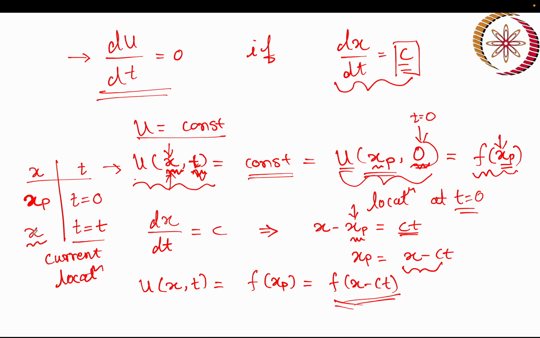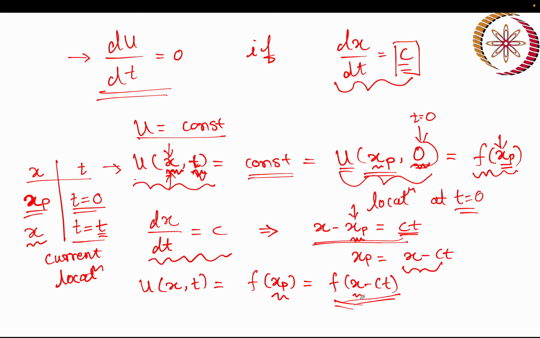So if our current location is x at time t, what would be the location at time t equal to 0? That is xp, and we computed it using this relation, because we know at what speed we are moving. So this is nothing but the initial location we have found out. And if we substitute this xp in this equation, we'll get x minus ct.